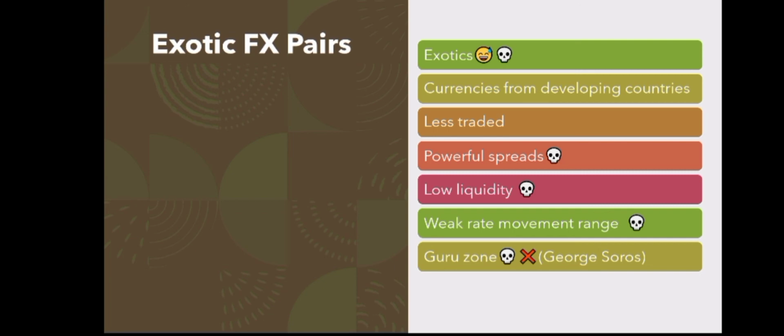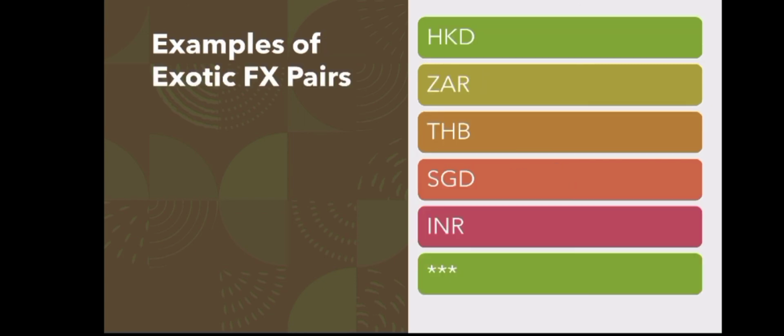So can exotic pairs make you money? Sure. Should you go in for them if you're a beginner? You don't want to be there, guys. You don't want to be there. Some examples of exotic pairs are the HKD, the Hong Kong dollar. We have the ZAR, that's the South African rand. We have the Thai baht, what our father George Soros traded, the Singapore dollar, SGD, the Indian rupee, and many others.